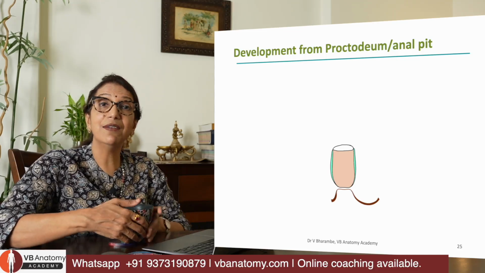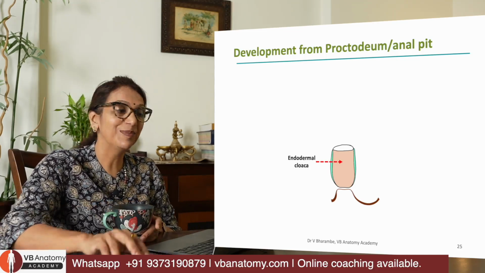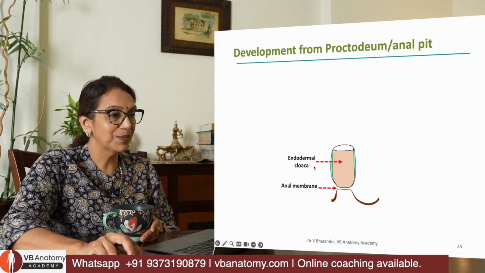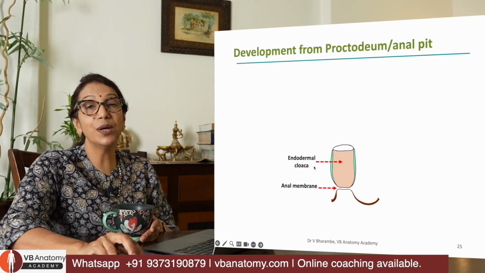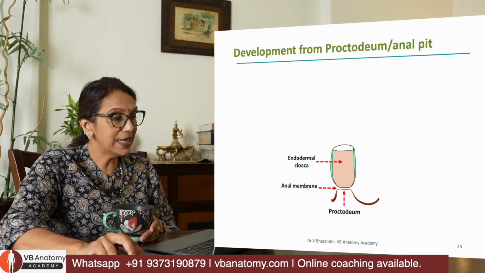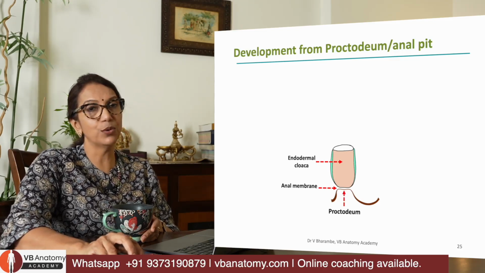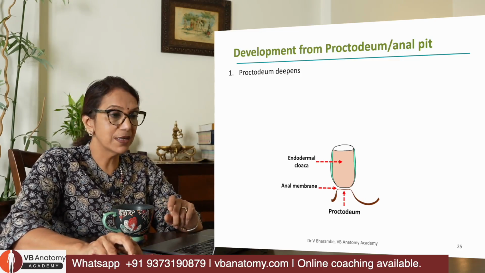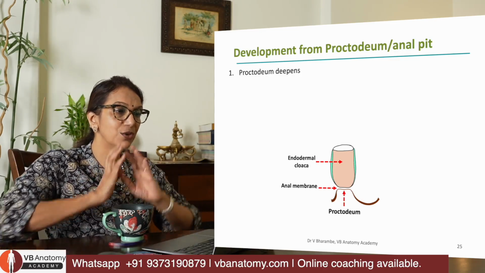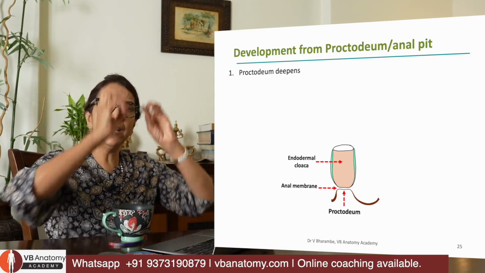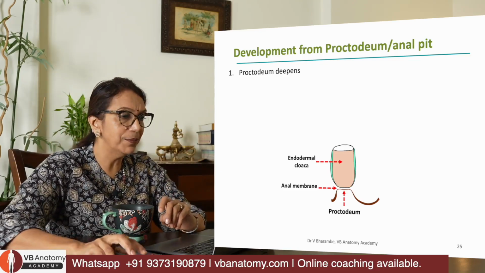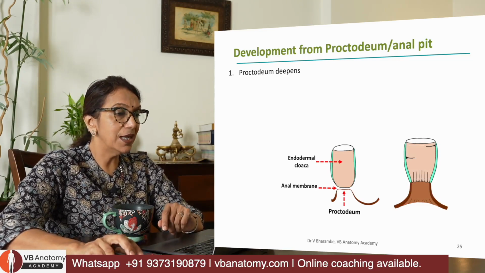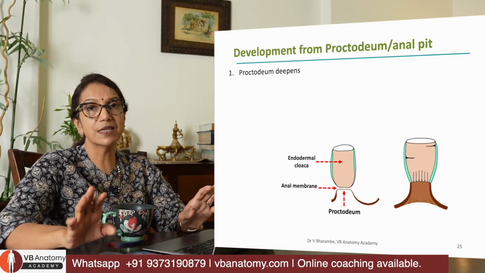So, let us develop the anal canal. Okay. So, this is the endodermal cloaca, or you can call it the primitive rectum now. That is the anal membrane and that is the proctodeum. Three players in this development. What happens? Proctodeum now begins to deepen, growing further and further inwards into the body. See that, okay? Then what happens? The anal membrane ruptures, okay?